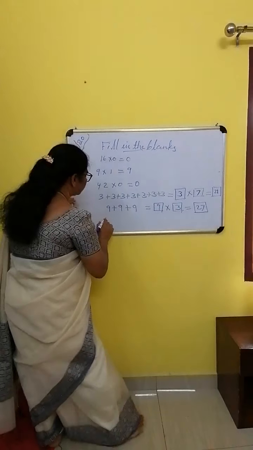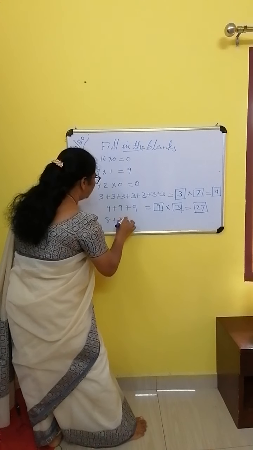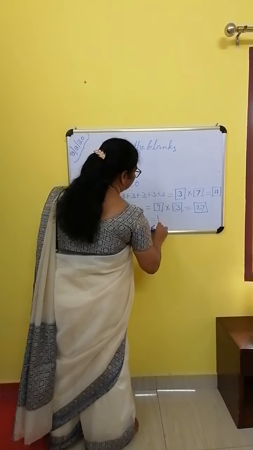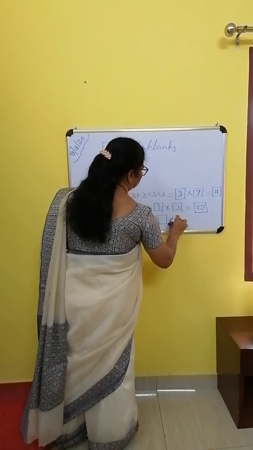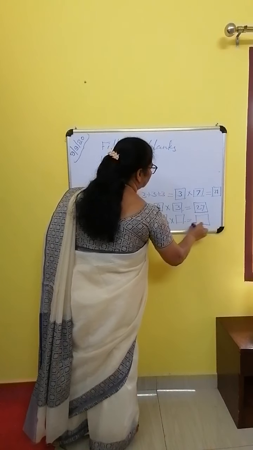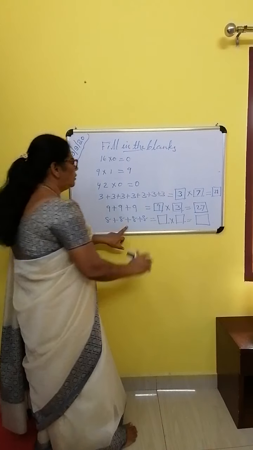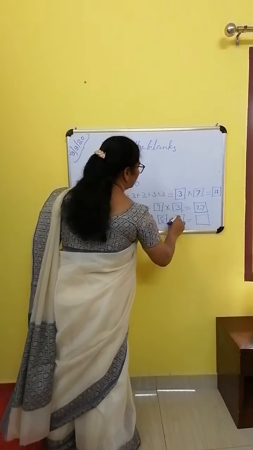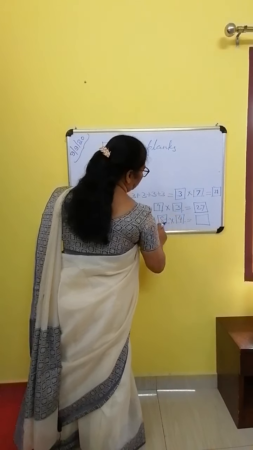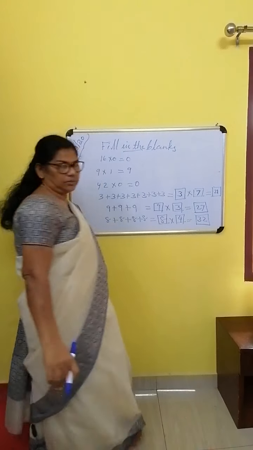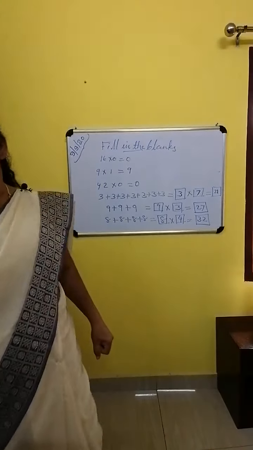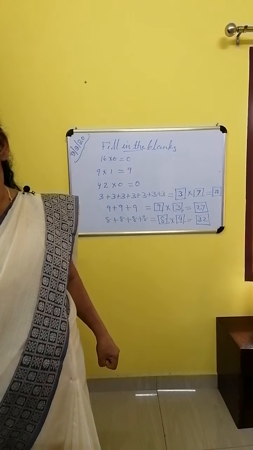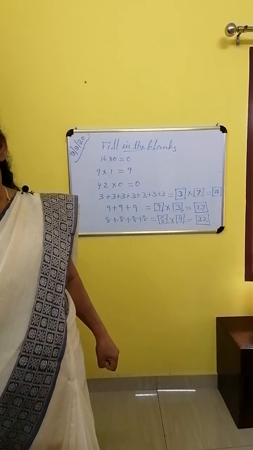Then another one. 8 plus 8 plus 8 plus 8. Here, what is the number given? 8. How many times is it repeated? 1, 2, 3, 4. 8 fours are 32. Okay, like that you do page number 57. Page number 57. Understood?